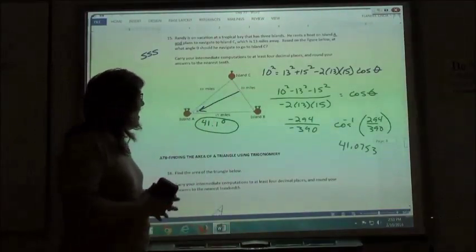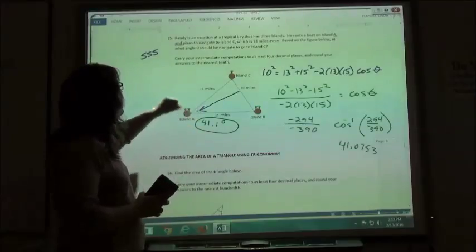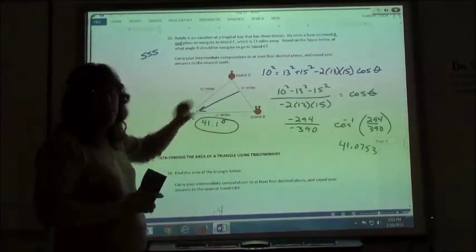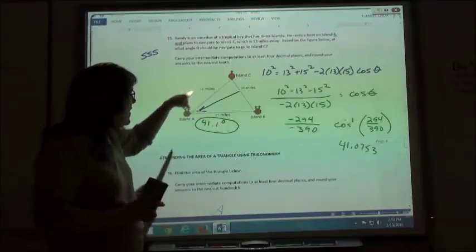All right, so law of cosines. Either when you have side, angle, side, or side, side, side, we can use the law of cosines to find our missing parts.